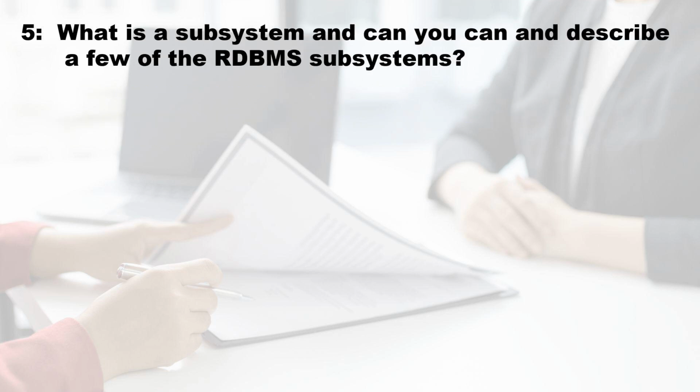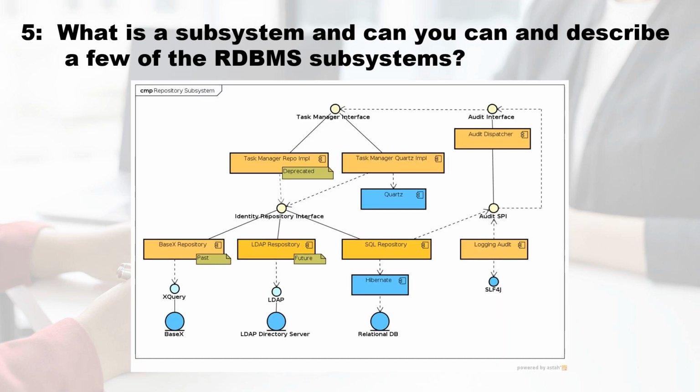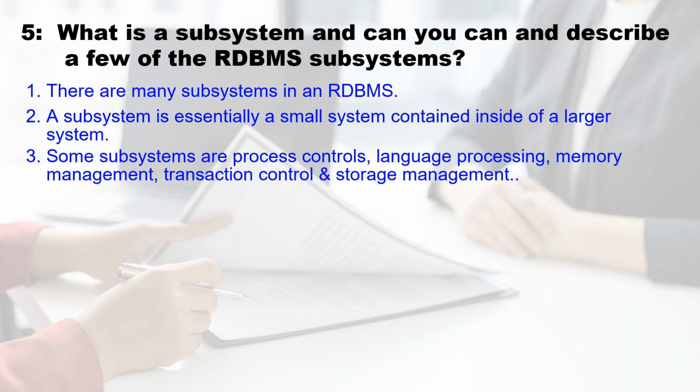Number 5. What is a subsystem, and can you describe a few of the RDBMS subsystems? There are many subsystems in an RDBMS. A subsystem is essentially a small system contained inside of a larger system. Some subsystems are process controls, language processing, memory management, transaction control, and storage management.